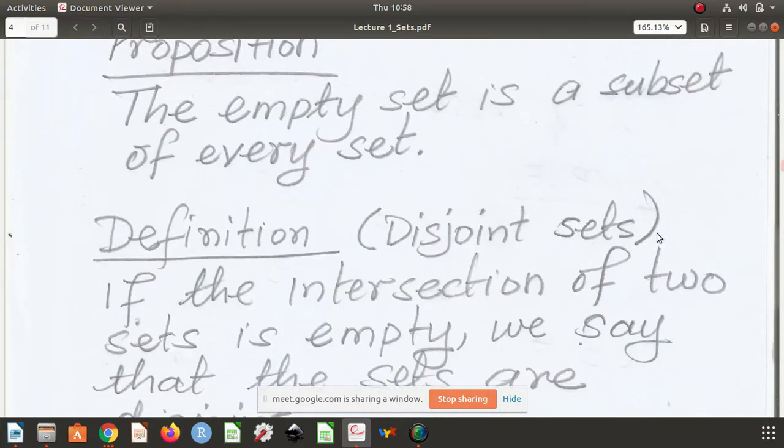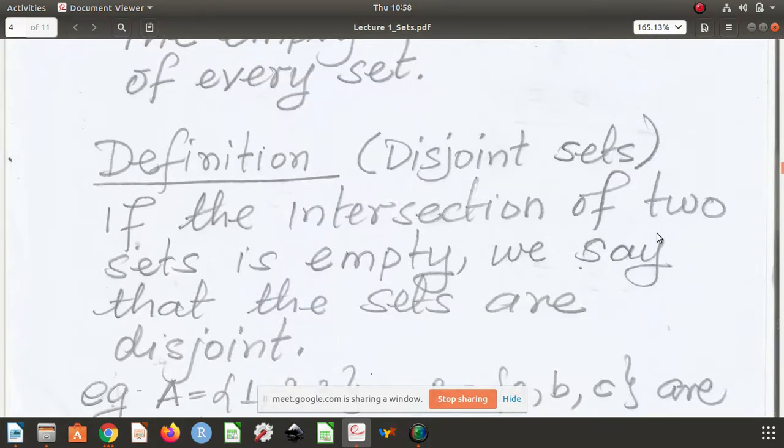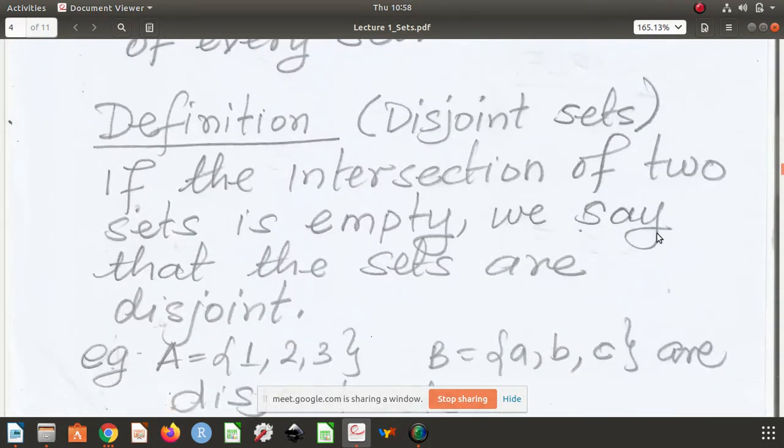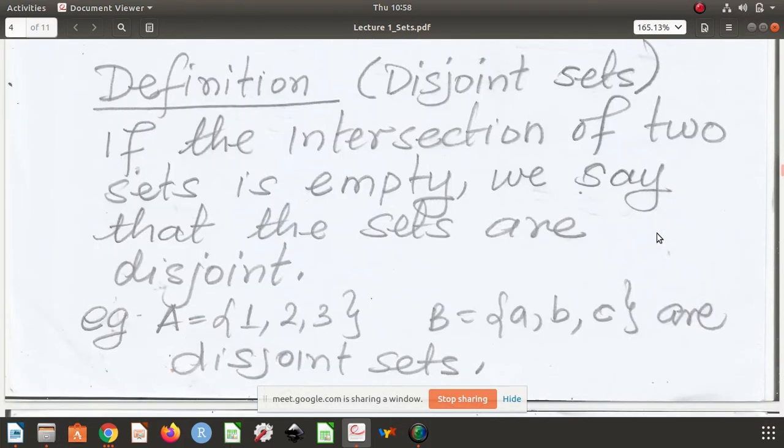So the empty set, there is a notation for it. I didn't write it down, but when we come across it, we shall write it down. I'll try to set up the pencil app so that tomorrow we're able to write.